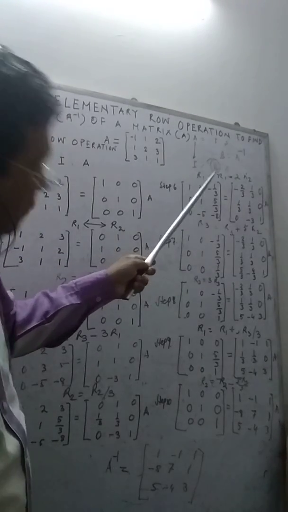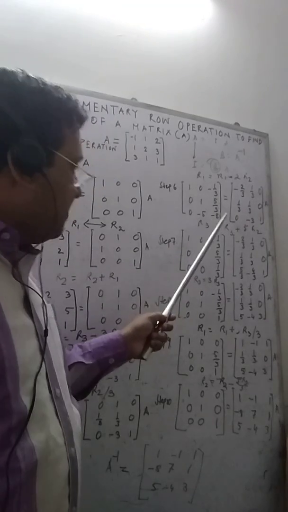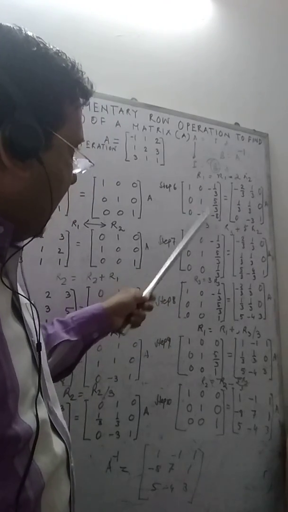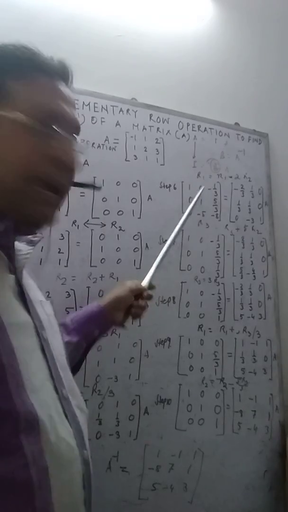From step 5 I got this step 6 using these operations, and hence using this 1 I have made this as 0, as I explained.